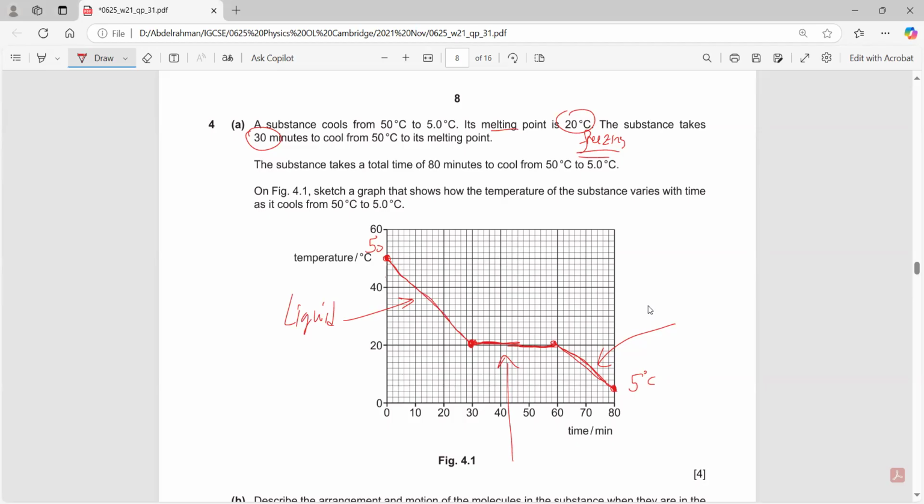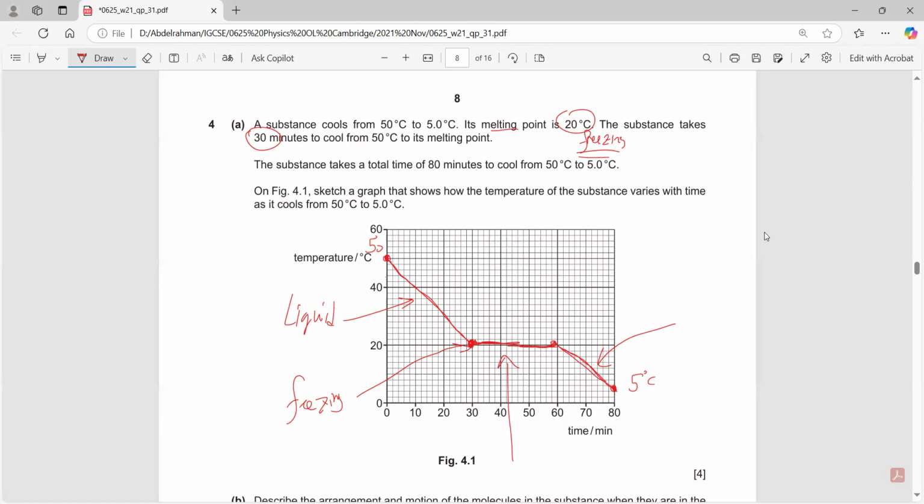Then you stop. This is the liquid cooling, because after it reaches the melting point, it will start to change from liquid to solid. So at this point, we call it the freezing point. You do not need to label these points. As it freezes, it takes some time. How long should it take? Whatever time. You just need to indicate that it's freezing for a short amount of time, for some time, 10, 20, 30 minutes, whatever. This is the time taken for this substance to cool.